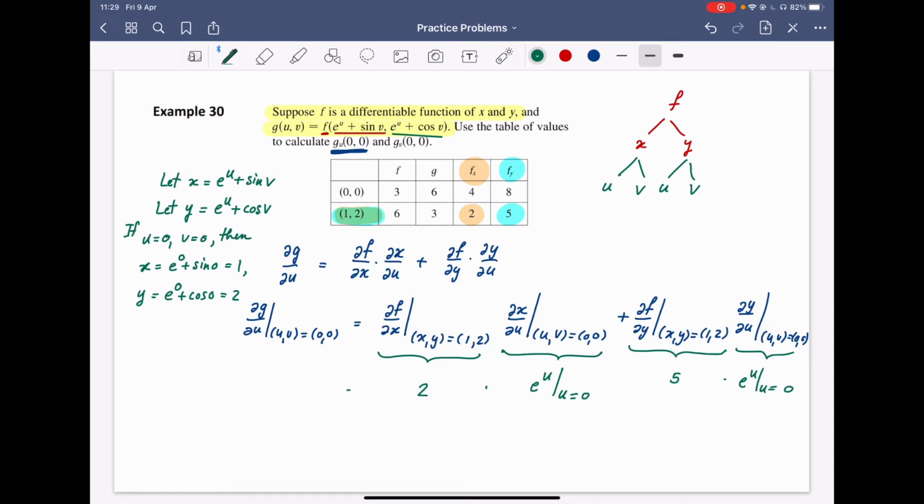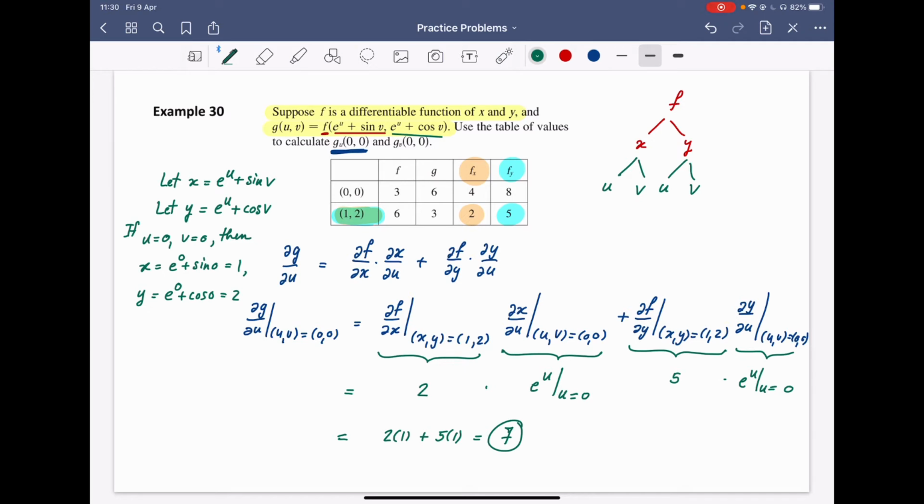If you compute everything there, you're going to get 2 times 1 plus 5 times 1. So the answer for this question is 7. Sounds good? This is the way to compute example 30. It is a little bit tough because the notation looks crazy. But once you understand the notation, everything should be easy, right?